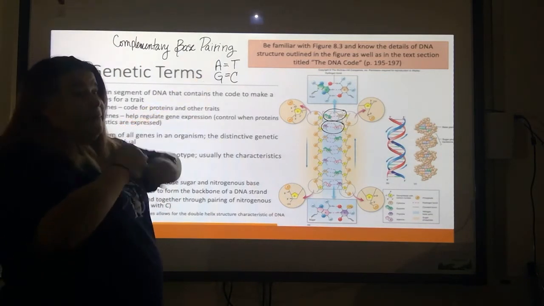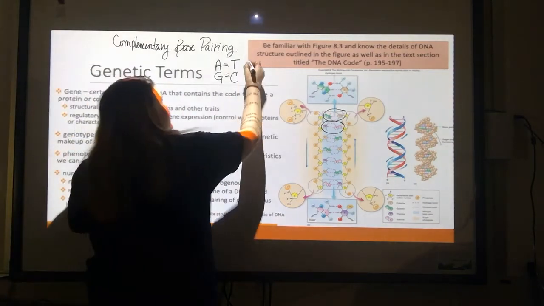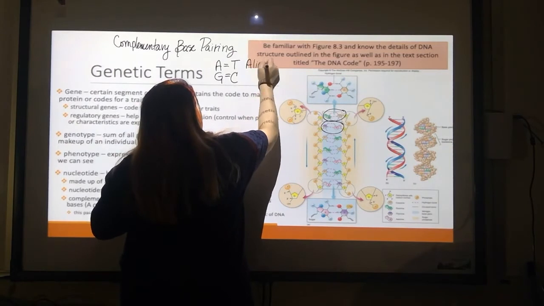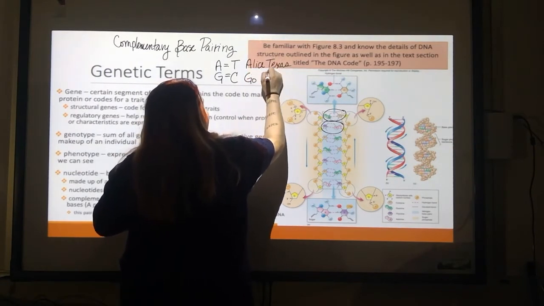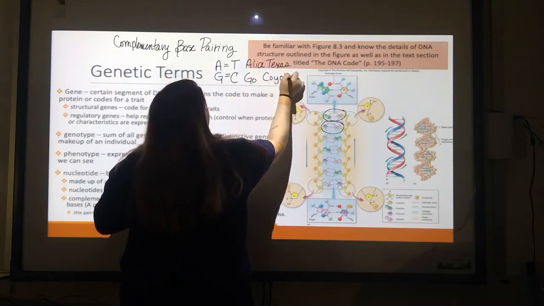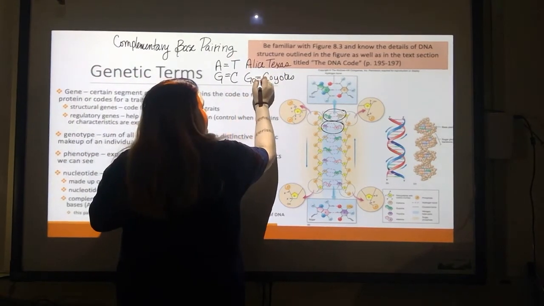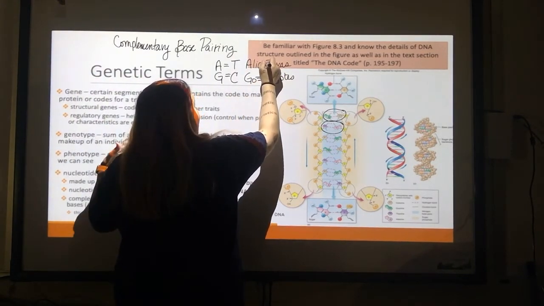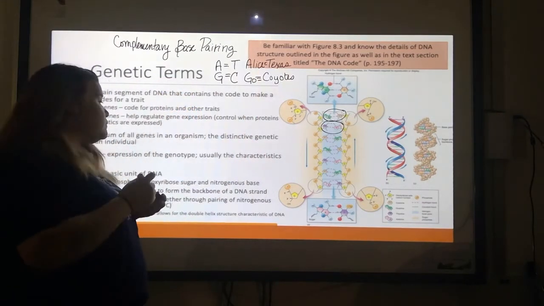ATGC. Now, if you're from Alice, Texas, you can think Alice, Texas, go Coyotes. And think about how to spell coyotes to kind of remember that A and T go together and G and C always go together.